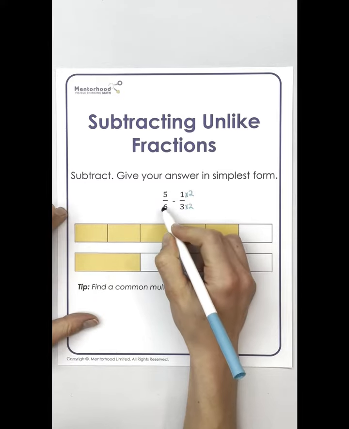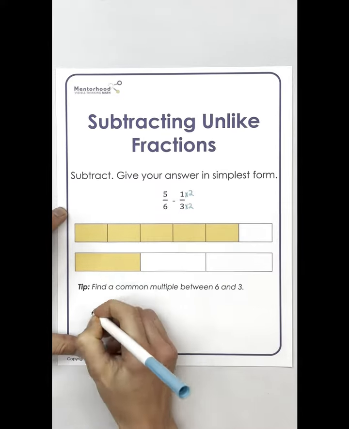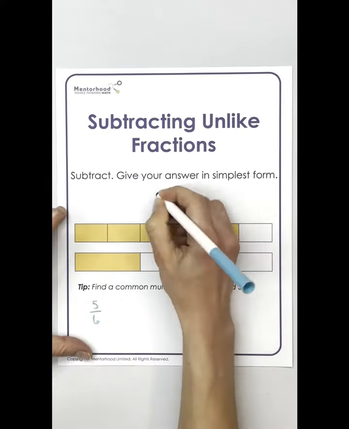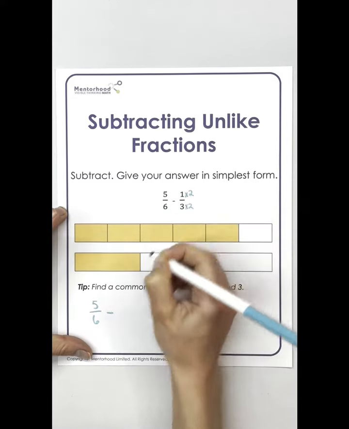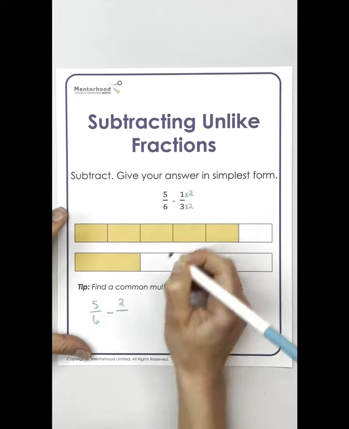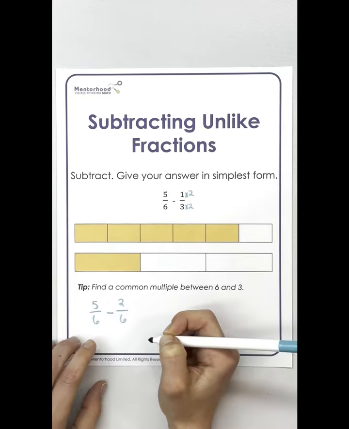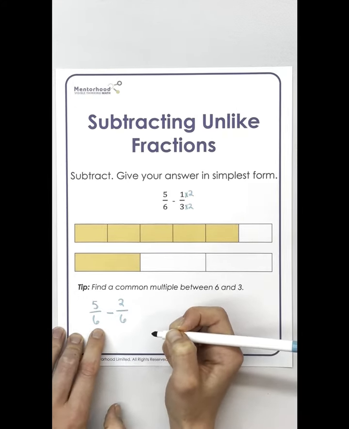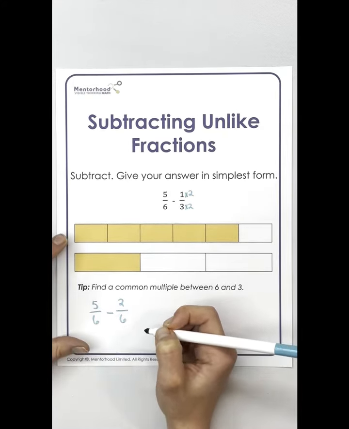So 3 times 2. So this is now going to be 5/6, because this one doesn't change, it's already over 6, minus 1 times 2 is 2, over 3 times 2 is 6. So this is now super easy. 5/6 minus 2/6. Now let's see what this looks like.